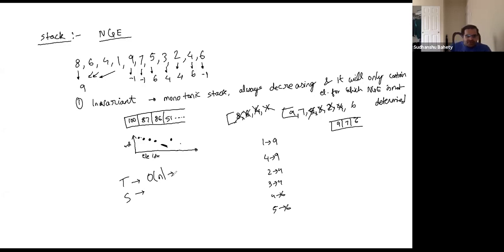Why? A simple argument could be every element is pushed into the stack at most one time, and it is popped out of the stack at most one time. So we are visiting every element at most twice. So that's why the time complexity is O of n. Space, because we are using a stack, at most n elements could be there in the stack, so space is O of n as well. So that completes the proof for time and space complexity, and this is how we do next greater element, right?